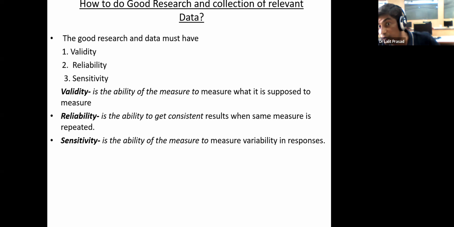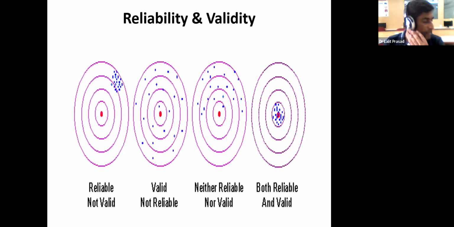It is the ability to measure what we are supposed to measure. Then again, reliability, same result, and then the sensitivity. By seeing this particular diagram, you will be able to understand exactly. If you want to take a person to the Olympics, you can see here our main target is this small circle inside, this red dot point. That is the target he has to hit. But consistently he is hitting outside here. So what is it saying? Consistency is there. So he is reliable but not valid.